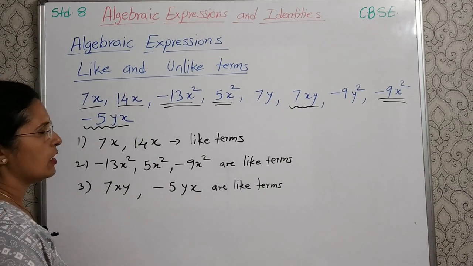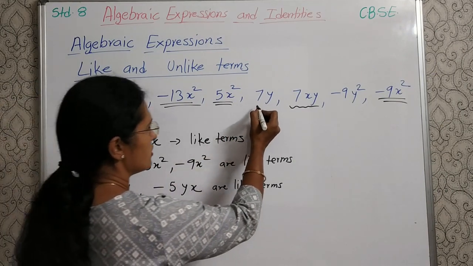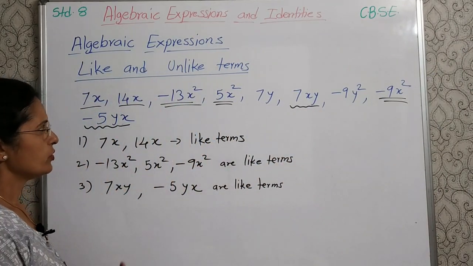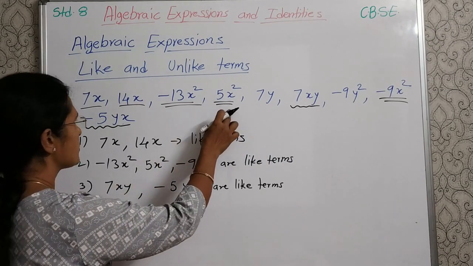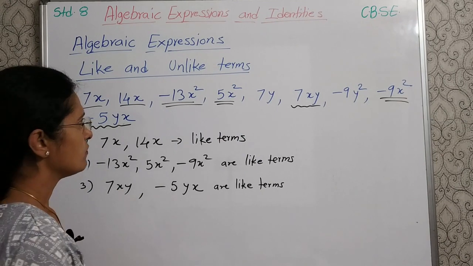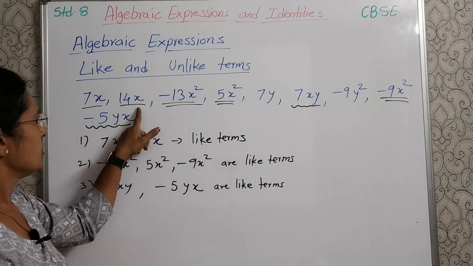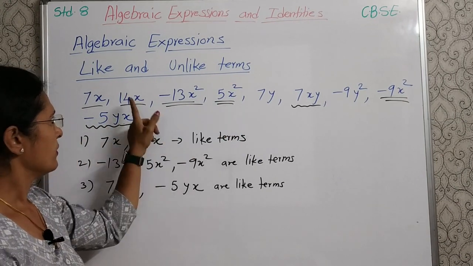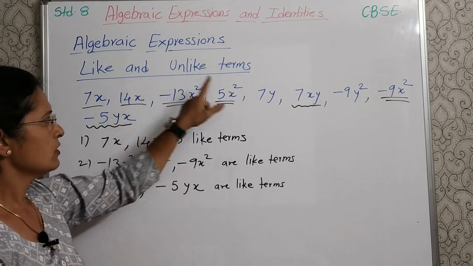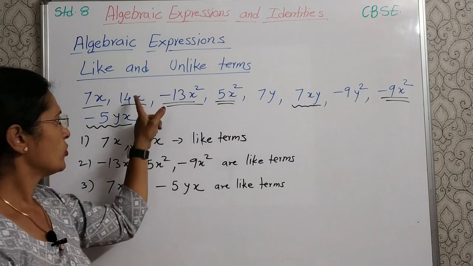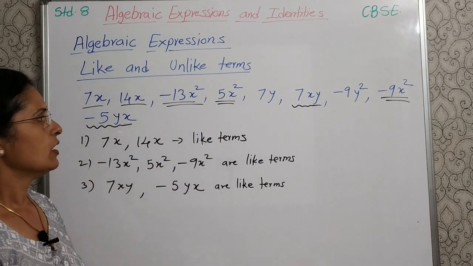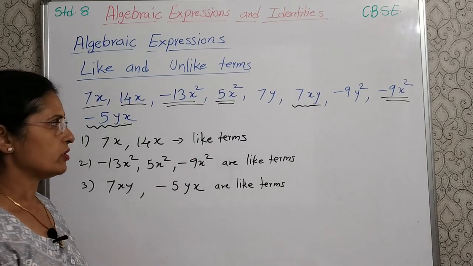Then what are unlike terms? Like here 7y and minus 9y square are unlike terms. You can even say 5x square and 14x are also unlike terms. Why are they unlike? Because here the variable is the same, x, but see the exponents are different. Here 1 and here 2. The exponents are different. Therefore 14x and 5x square are also unlike terms.